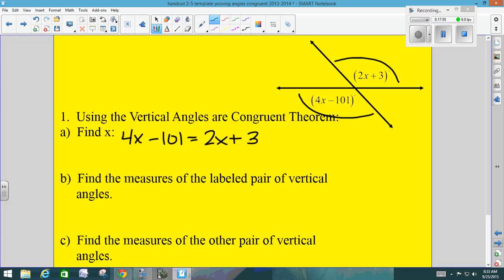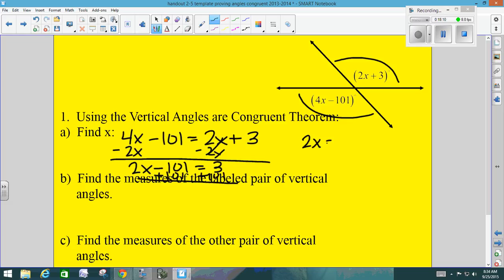How am I going to do that? Your subtraction property. Subtract the same thing from both sides. 2x minus 101 equals 3. How do I bring my 101 over? Add it using your addition property. So then we get 2x equals 104.